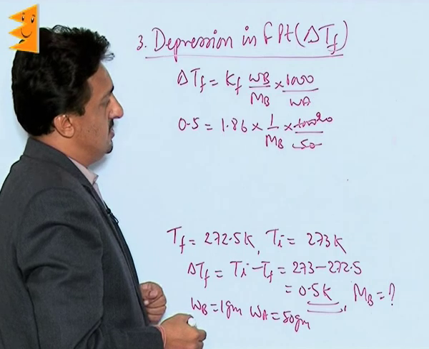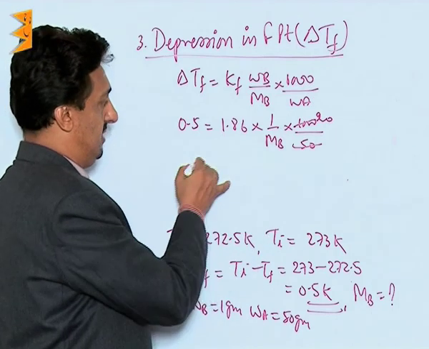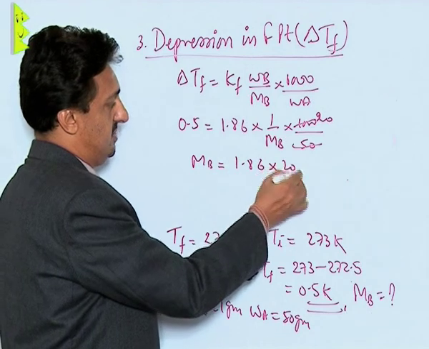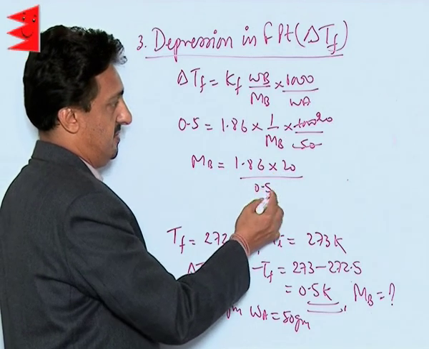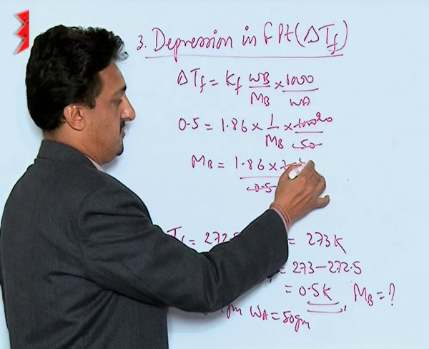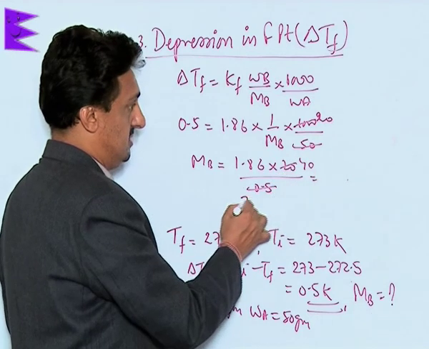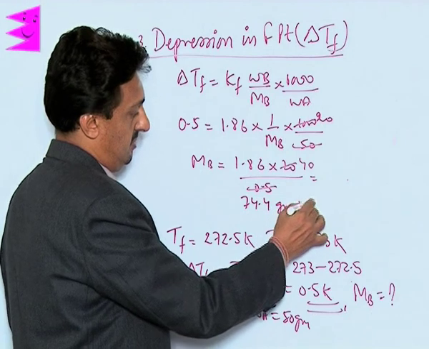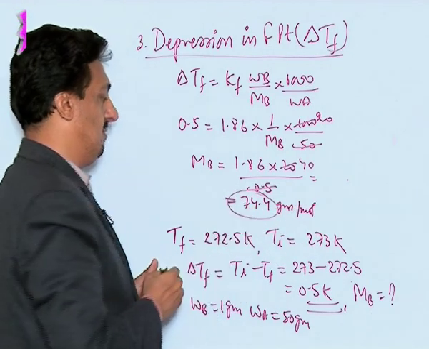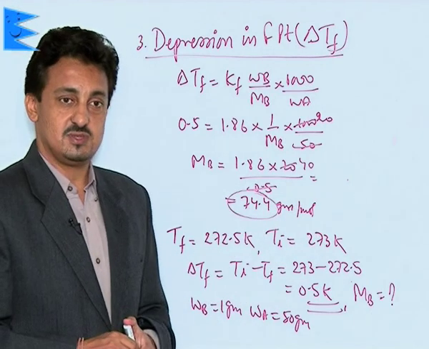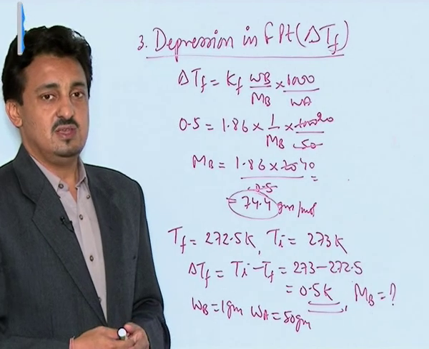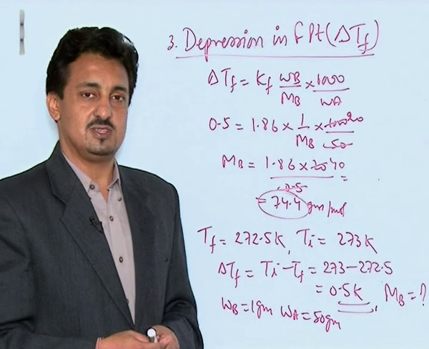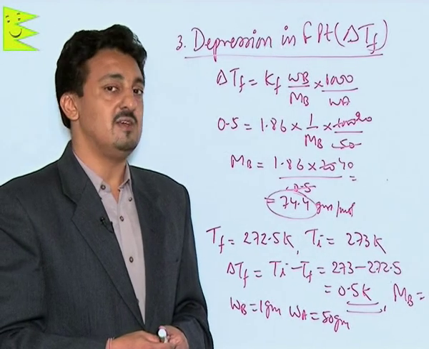So what we get is M B will be 1.86 into 20 upon 0.5. It will come out to be 74.4 grams per mole. So this is the molar mass of the solute which was present in the solution. This is how we can use this formula for the depression in the freezing point to find out the molar masses of non-volatile solutes present in solutions.